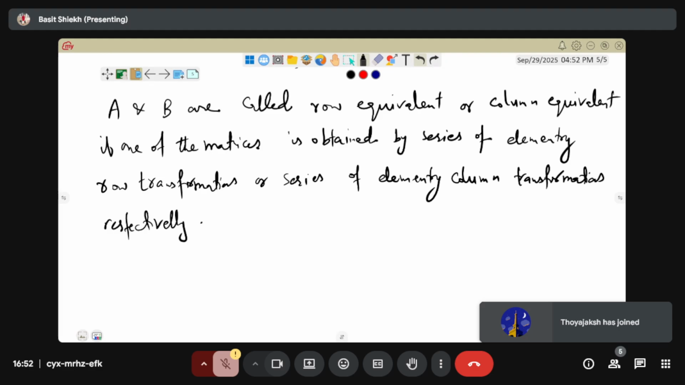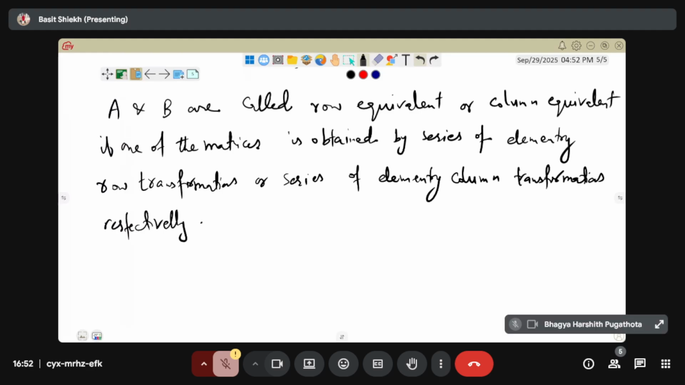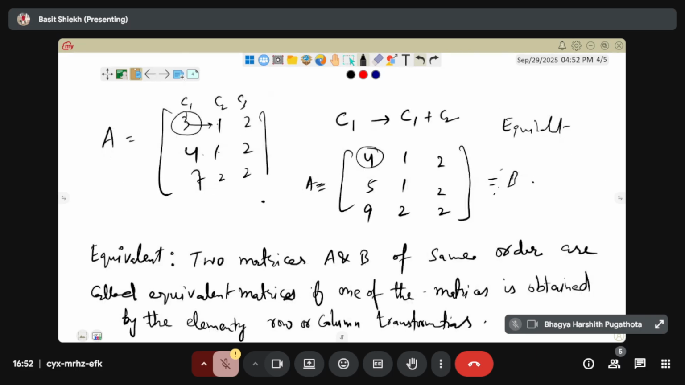Okay, now two matrices A and B are called row equivalent if one of the matrices, either A or B, is obtained by a series of elementary row transformations. Here in the previous slide, we got B from A by doing some column transformation, so these matrices A and B are column equivalent matrices.